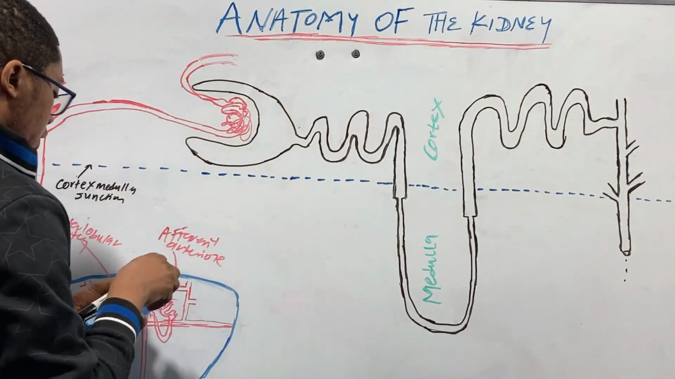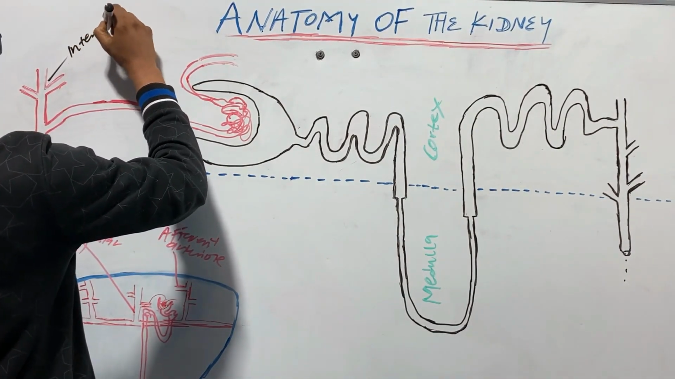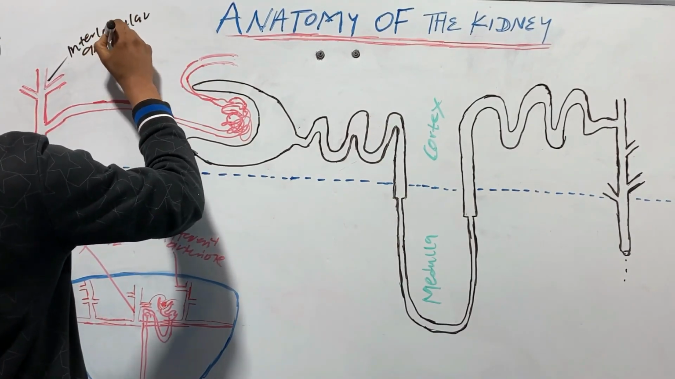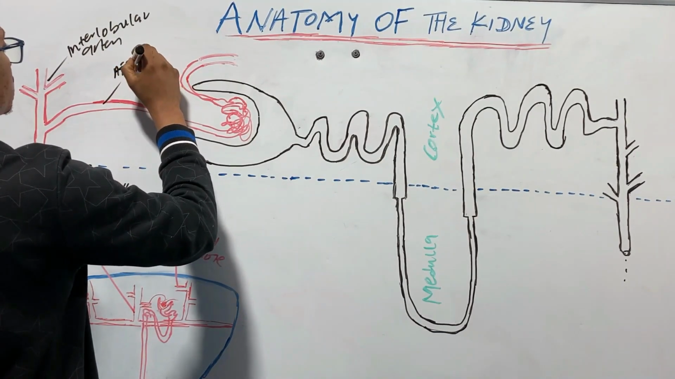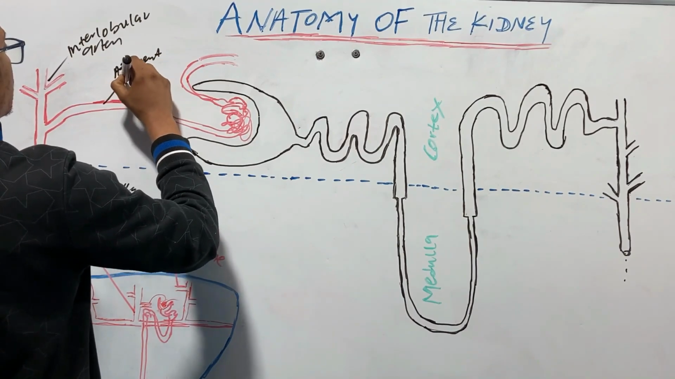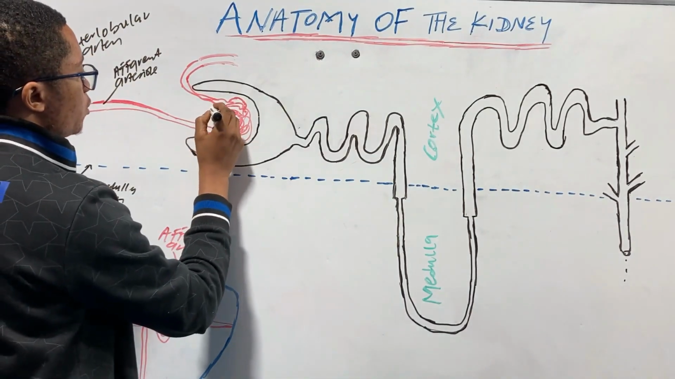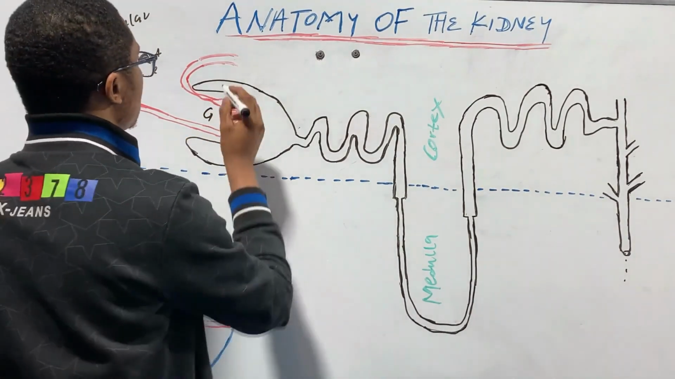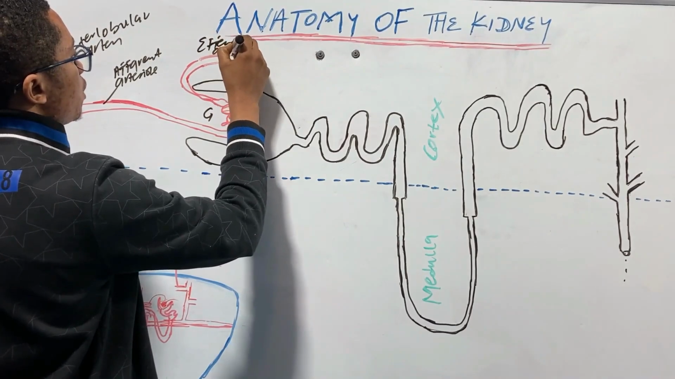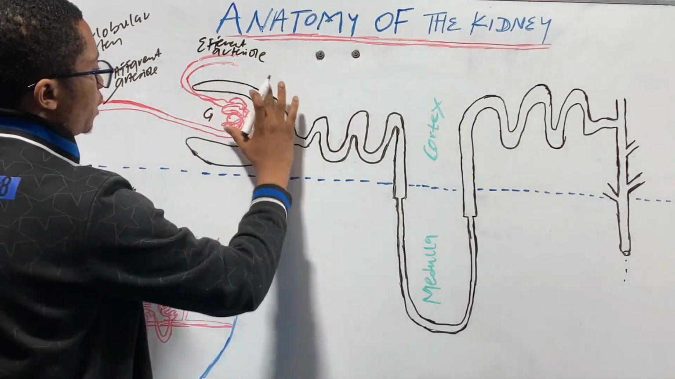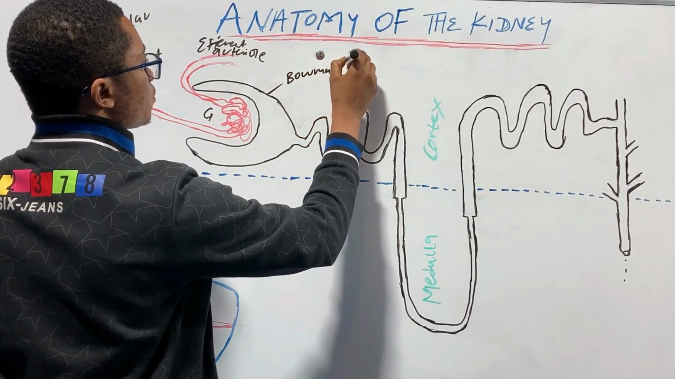Before that, let me quickly label these parts. Here we have the interlobular artery, and this structure here is the afferent arteriole. Here is the glomerulus, or the glomerular capillary, which I'll label as G for glomerulus. This is the efferent arteriole. And this cup-shaped structure is known as the Bowman's capsule.